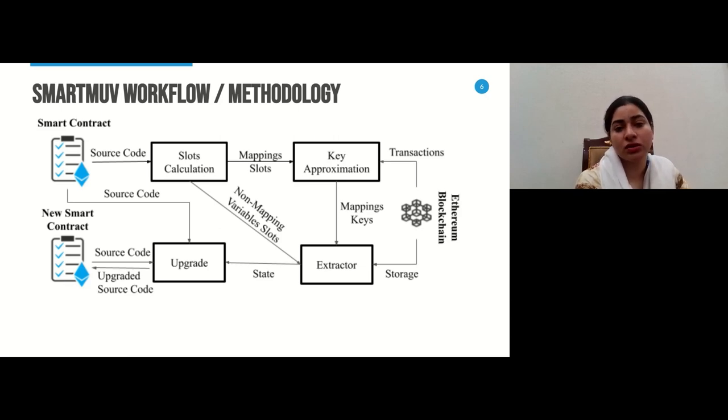Afterward, the mapping slot is passed to the key approximation algorithm, which analyzes the control flow graph of the smart contract source code and determines the origin of each mapping key that you insert into the mapping structure. Subsequently, the extraction algorithm uses this information and the blockchain transactions to get all the mapping keys from the function arguments that are used as keys for the mapping. Then all the elementary mapping and non-mapping variables are extracted from the blockchain storage, and finally this extracted state is upgraded into a new smart contract source code, and is also used for migration to any other blockchain platform.